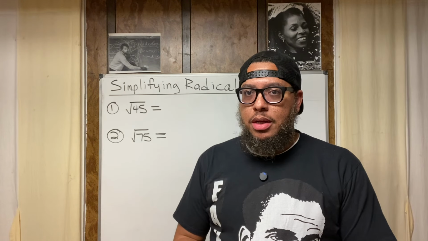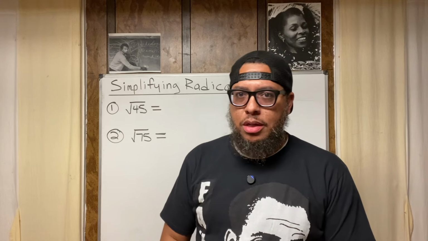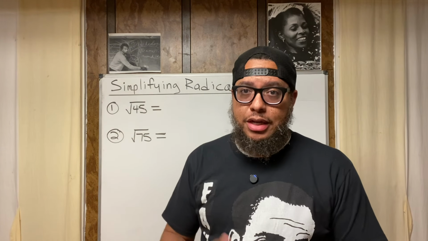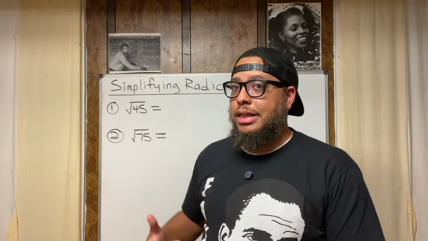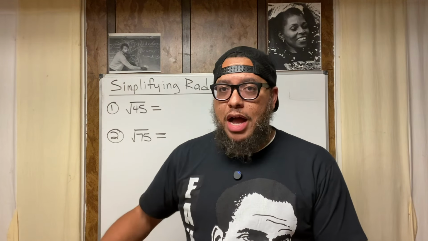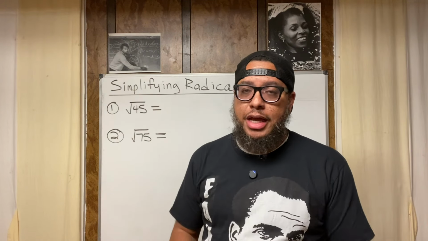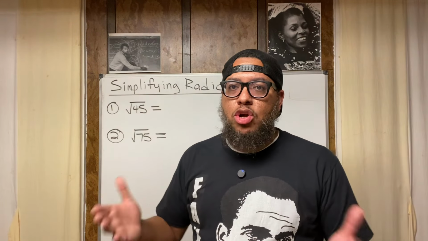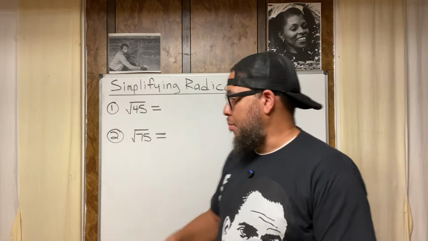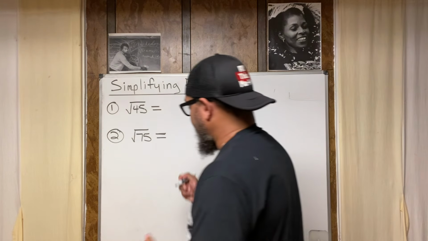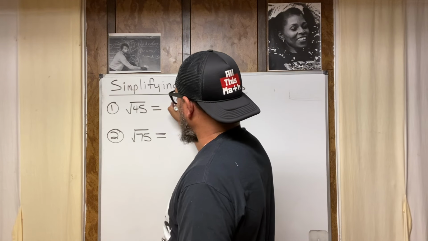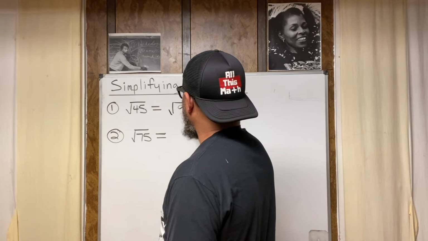Now, somebody might say, oh, what about 1? 1 is a perfect square. You're right, it is. But if I break it down into 45 times 1, then I take the square root of 1, the 45 is still in the radical sign. Nothing has changed. So that's not going to help me. That's why I break the 45 down into 9 times 5. So it's going to look like this. This is equal to the square root of 9 times 5.